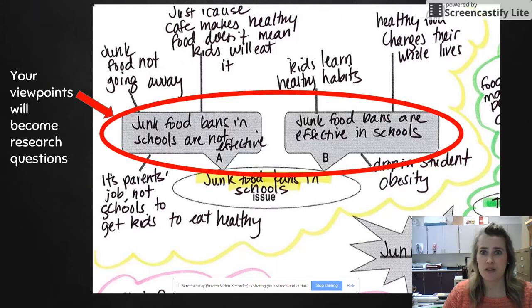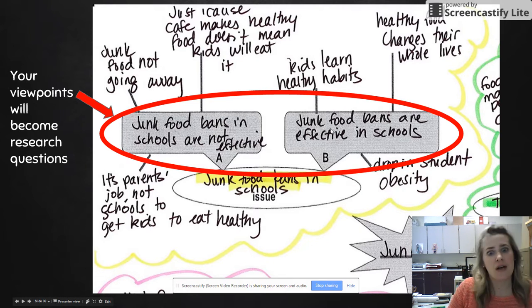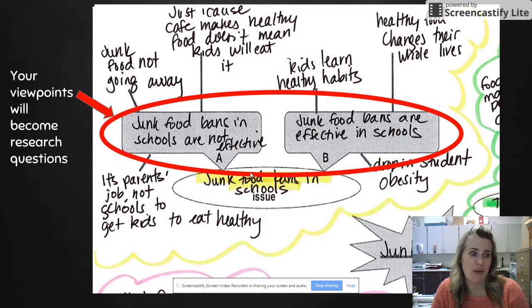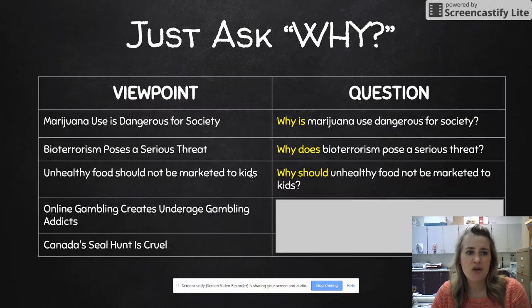We are going to take a little bit of a shortcut in writing our yard questions today. We are going to take your viewpoints. So remember how we had our left shoe and our right shoe, things that kind of go together in pairs, but they argue opposite things. Our viewpoints are going to become our yard questions. So our shortcut trick is going to be to add the word why in front of a viewpoint.